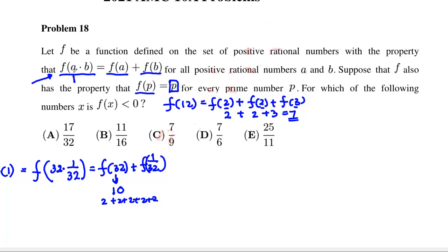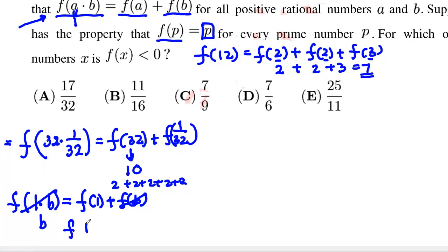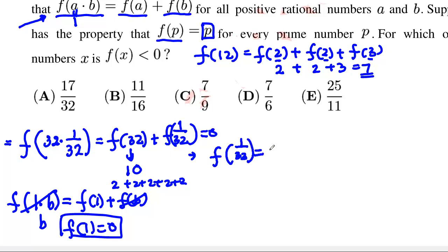No problem. A is 1 or B is 1, it doesn't matter. So f of 1 times B equals f of B, and that is f of 1 plus f of B, right? So f of B is cancelled out. Actually, we can say f of 1 equals 0. So what does that mean? The value of f of 1 over 32 is actually the opposite number of f of 32.